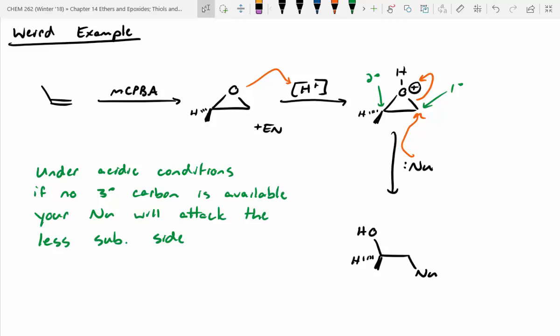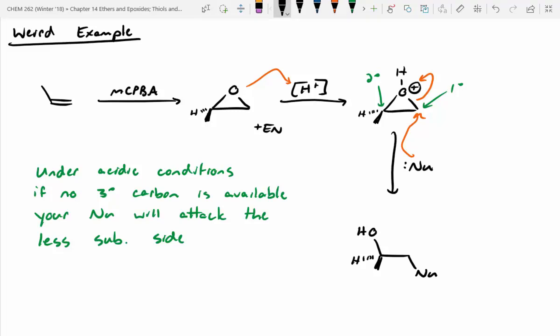It can affect it. However, usually if you've got a bulky nucleophile, it will favor the less substituted side in general. These aren't absolute rules, they're just general trends. That's a good question. All right, and then we've got one more example.